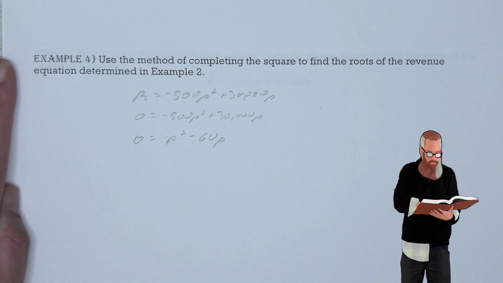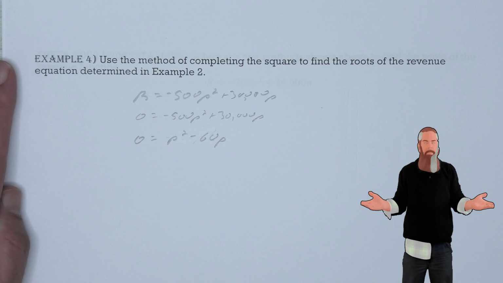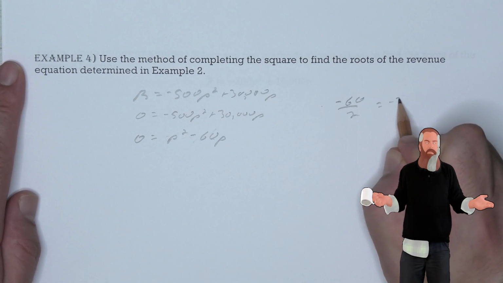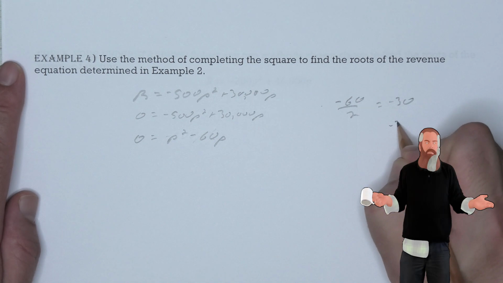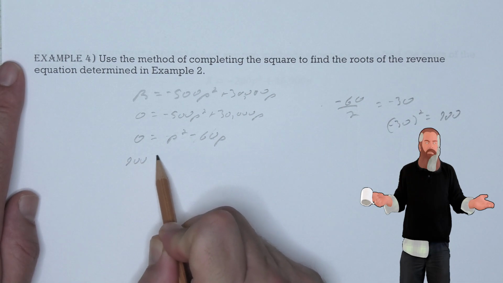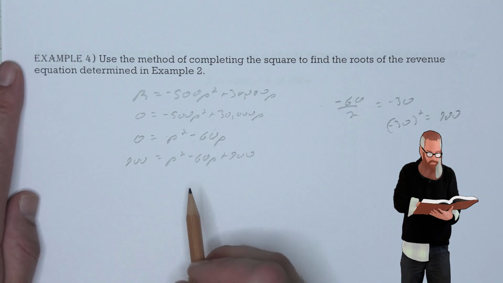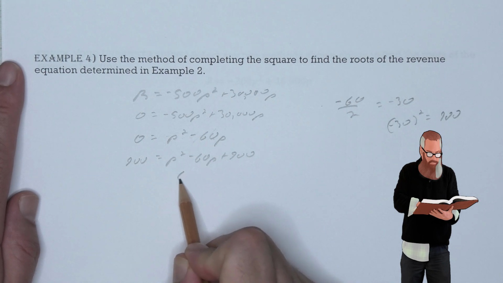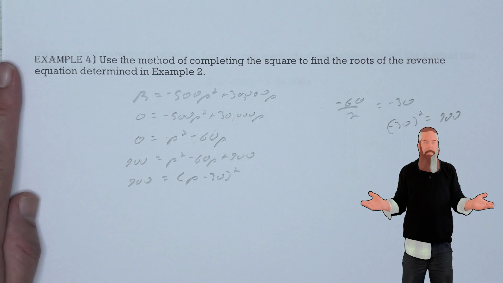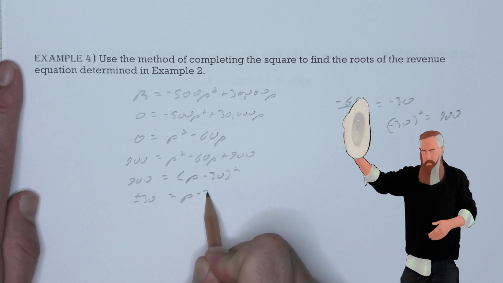Now we're going to determine the constant that must be added to both sides of this equation to make it a perfect square trinomial. So negative 60 divided by 2 is going to give us negative 30. But we're going to want to square that to give us 900. This means that 900 is equal to p squared minus 60p plus 900. This is now a perfect square trinomial that can be factored into (p minus 30) squared, and that's equal to 900. Taking the square root of both sides, we get plus or minus 30 is equal to p minus 30.